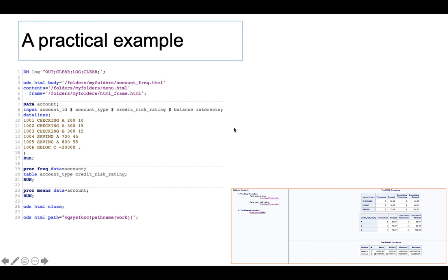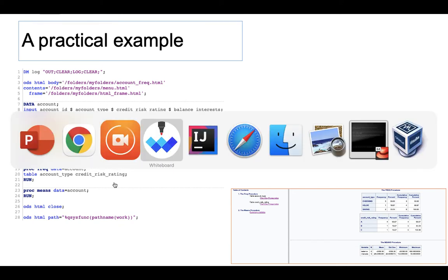So it depends on what you need. But it's the same as what you produce in the PDF. You put the ODS HTML, you put the HTML as the file name, and you can give the contents and the frame, and then you close it. You can just reopen it. Those are basically examples for PDF and HTML. So I'll give you some explanation on the HTML file.